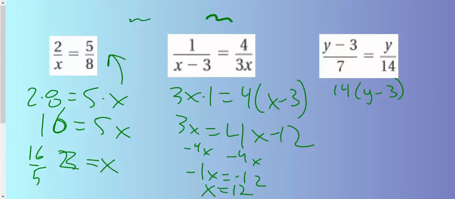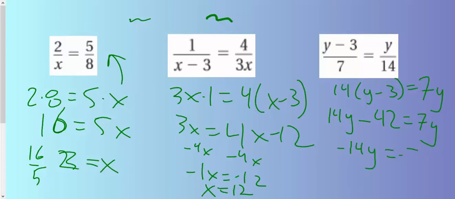So 14 times y minus 3. Notice I'm using parentheses there. 7 times y. So it's 14y minus 42 equals 7y, and then I will subtract the 14y to get negative 7y, and then divide by negative 7 to get 2. Hopefully the background color is okay on that green.